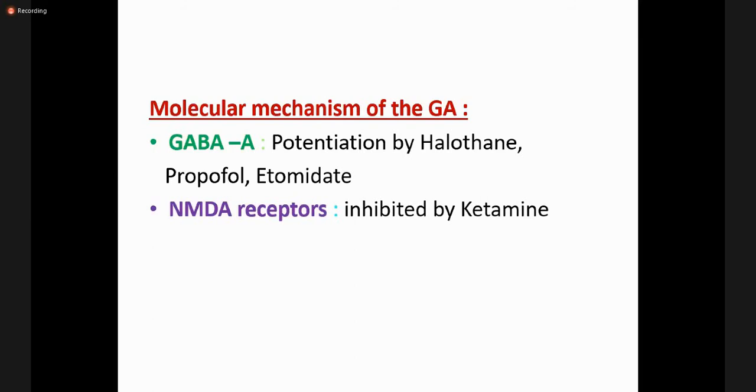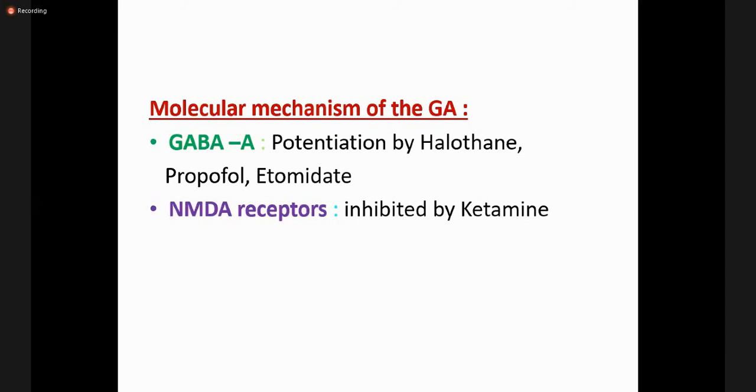So how is it going to suppress the neuronal activity? By GABA mediated action. Gamma aminobutyric acid is the inhibitory neurotransmitter, and its activity is potentiated by halogens, and by anesthetic agents such as propofol and etomidate. Another possible action is the NMDA mediated inhibition of the N-methyl D-aspartate receptors, so that is inhibited by ketamine.